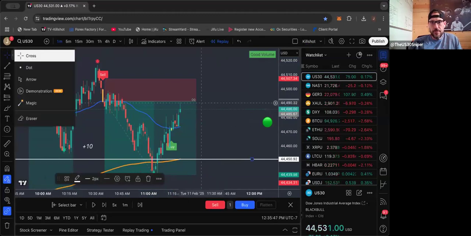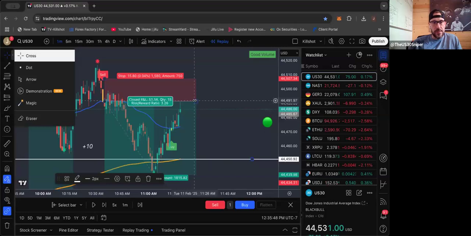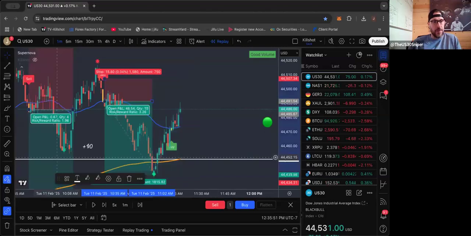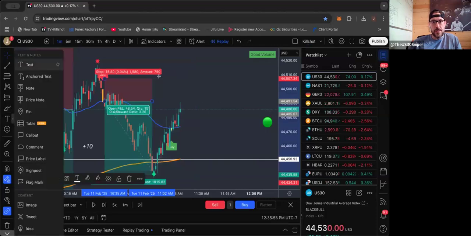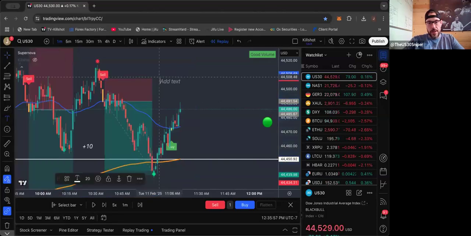Okay. Now this one's a little bit tricky, the next one. So now we're up another, okay, we got another 30 there. I'm going to talk a little bit about this one. Okay, we got another 30. So at this point, we've got 50 pips.